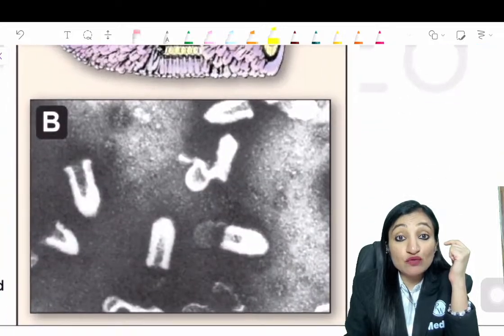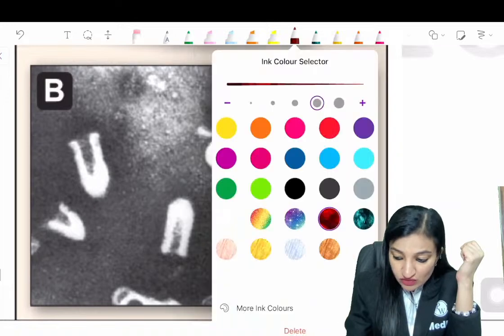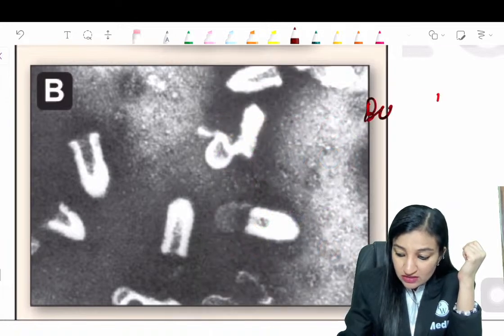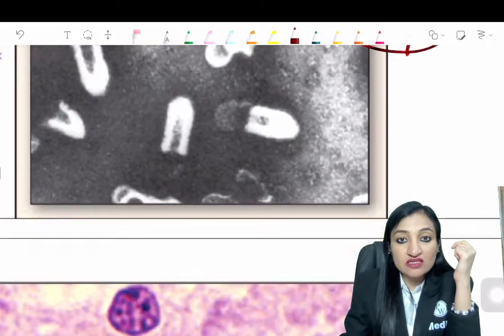Now the G protein, which is antigenic, results in the formation of the neutralizing antibodies. Look at this, the beautiful electron microscopic picture of the bullet shaped rabies virus. Yes Vignesh, excellent. The shape is bullet shaped, as you can see in this picture.